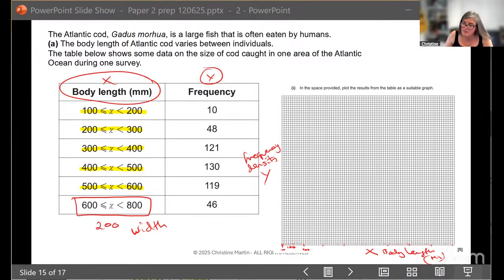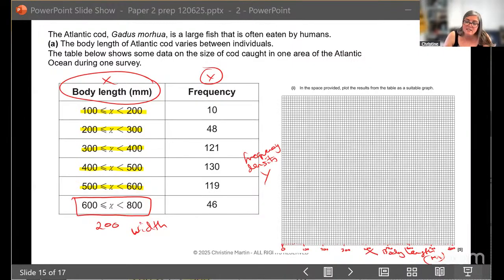Okay, so if I'm doing 10, I could potentially go small again. So yeah, I could actually start it at 0, 100, 200, 300, 400, 500, 600, 700, 800, doing 10 squares going along.